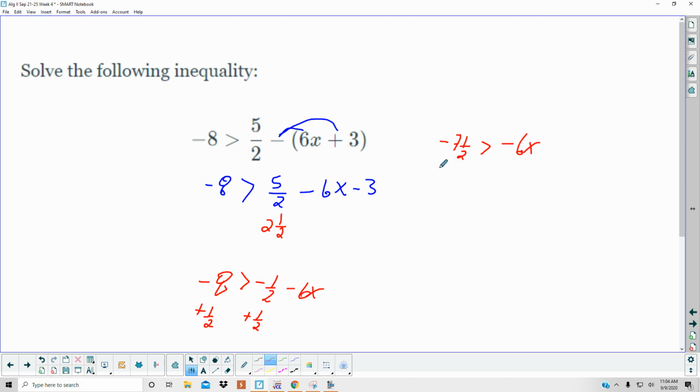Again, I can't just divide by the negative 6. I need to write this as an improper fraction. 7 times 2 is 14 plus 1 is 15. So that's negative 15 halves is greater than negative 6x. Rather than dividing by the negative 6, I'm going to multiply by its reciprocal.